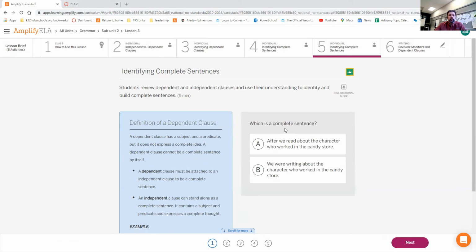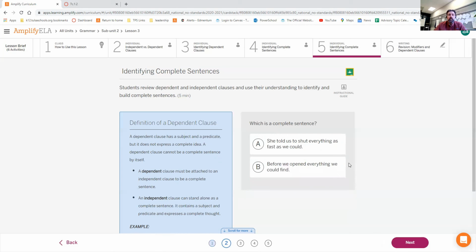On number 5, the first question is, which of these 2 is a complete sentence? After we read about the character who worked in the candy store. What about it? After we read about him, then what happens? I don't know. Second one, we were writing about the character who worked in the candy store. We were writing, that's a complete sentence. This one here doesn't have an independent clause after it, okay? It has a dependent clause right here, who worked in the candy store, but it has an independent clause that completes it. We were writing about the character, okay?